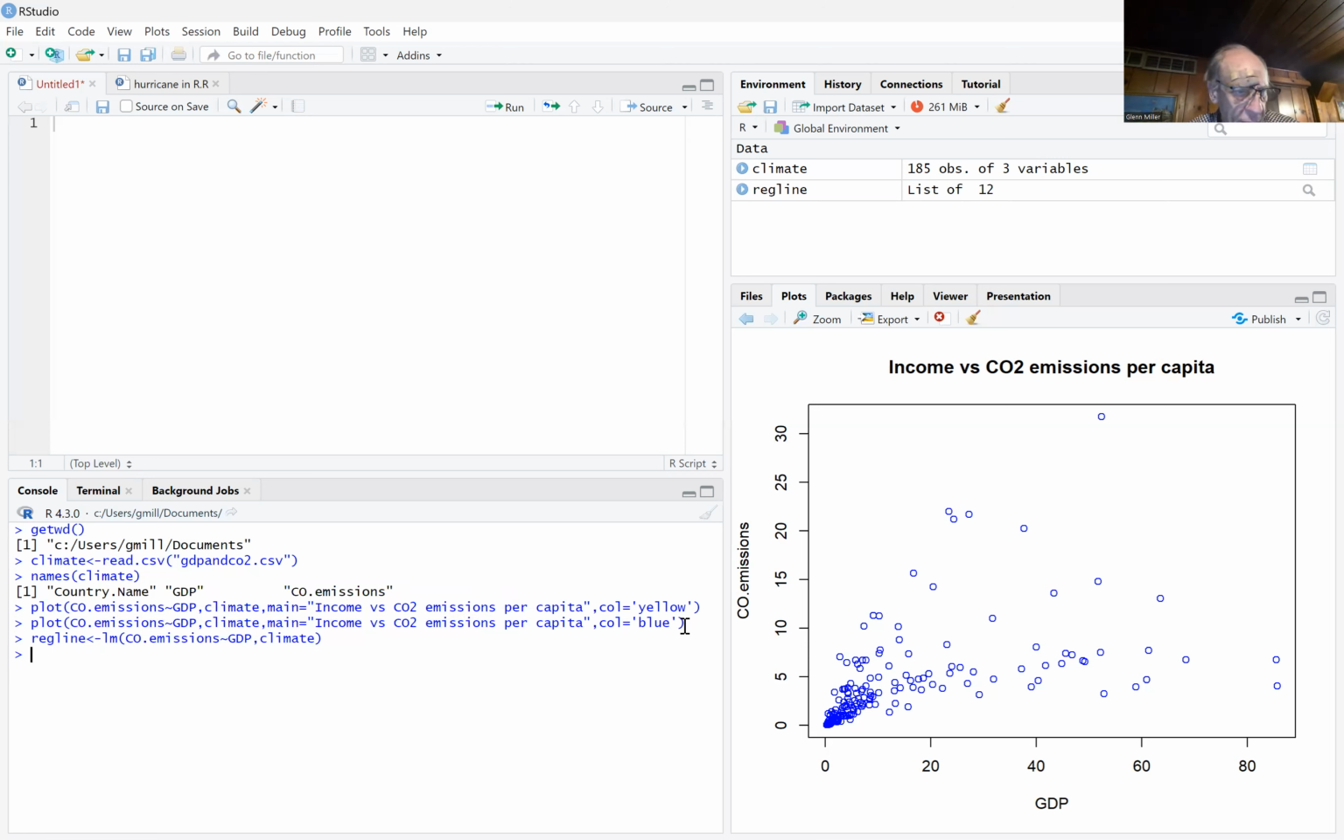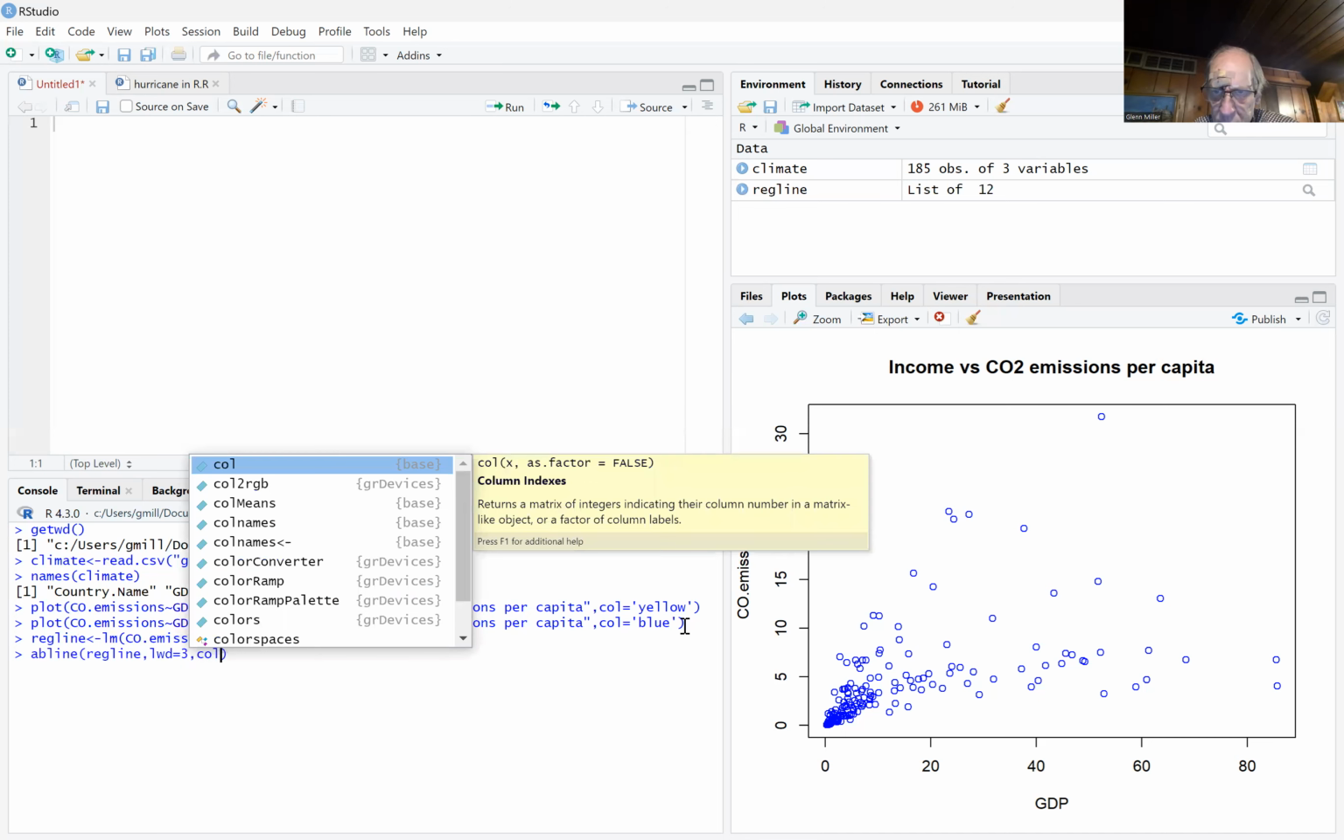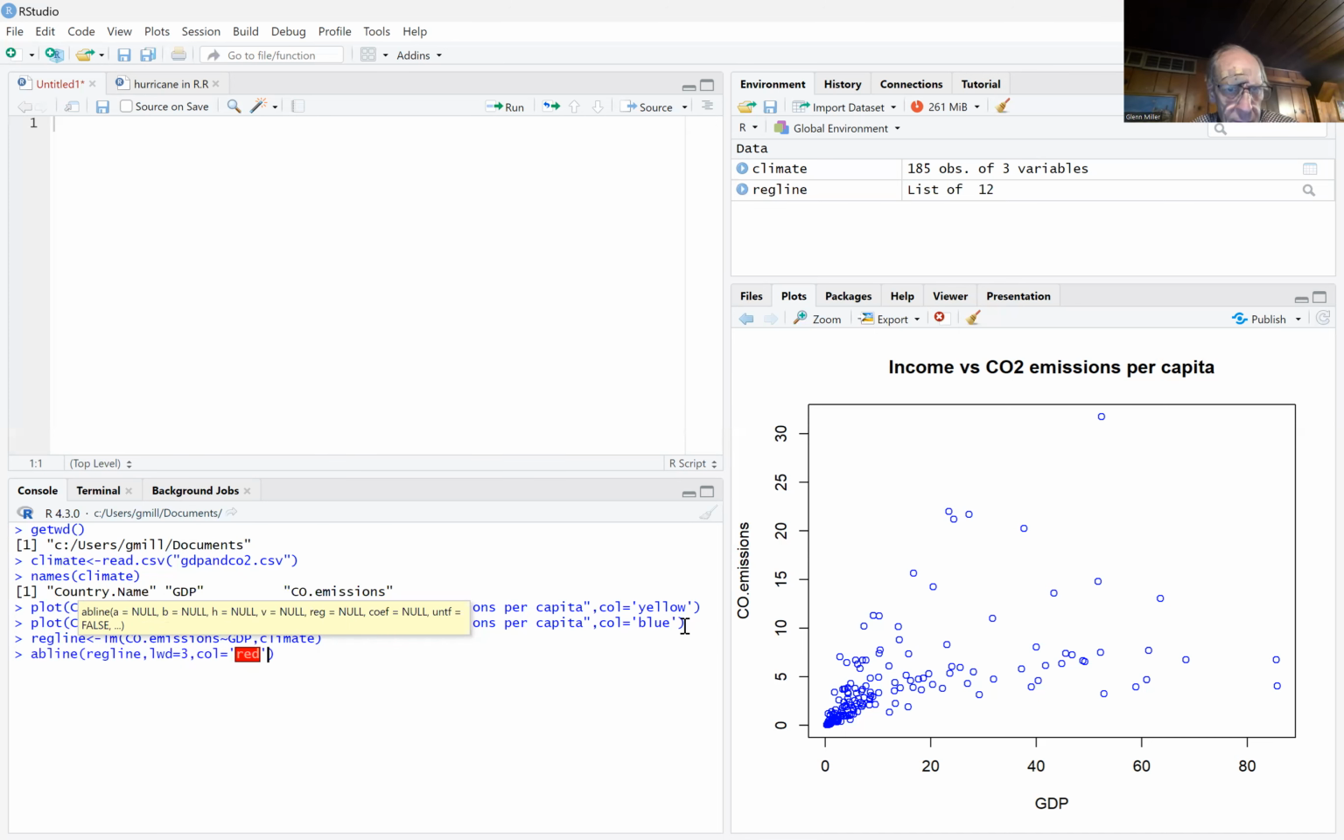Okay, so we want to see that on our graph. So I can do that with the abline function. The line width is 3. We'll make this red. And there you have the linear regression line, and you can see it has a positive slope. Well, what is the slope? Let's see.